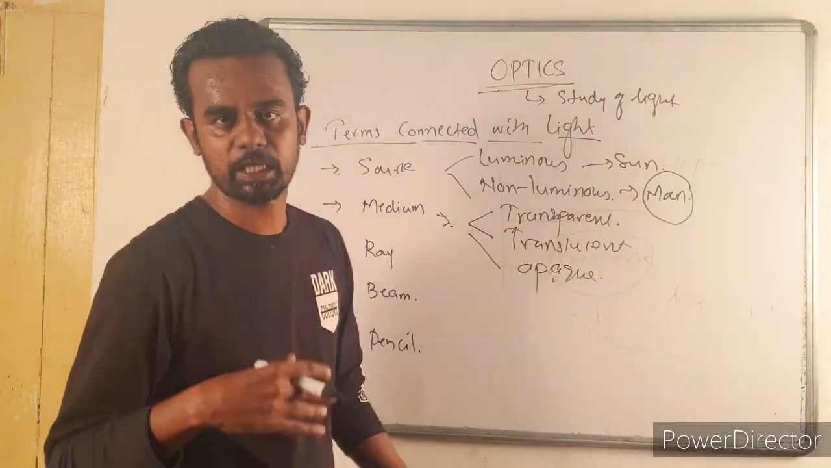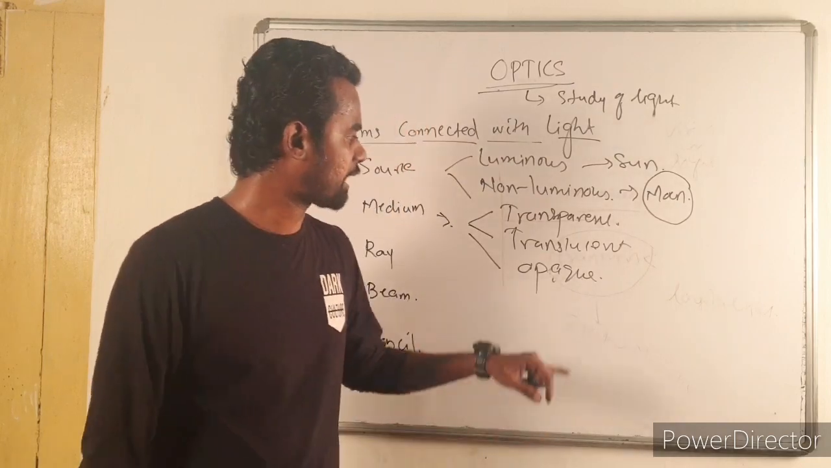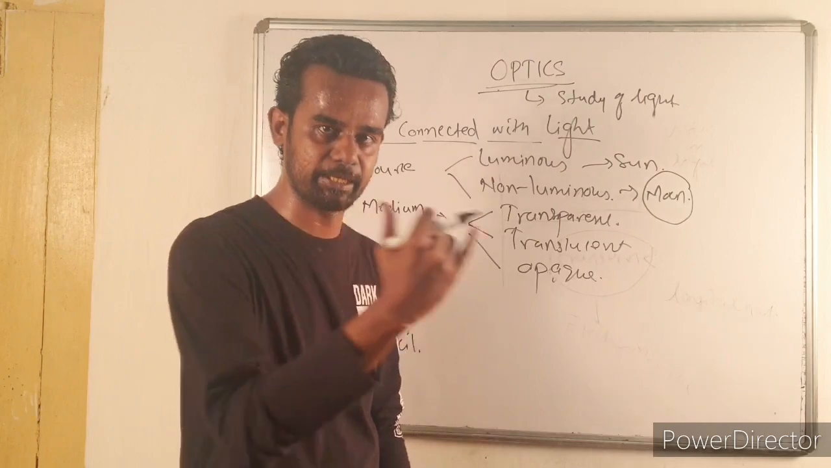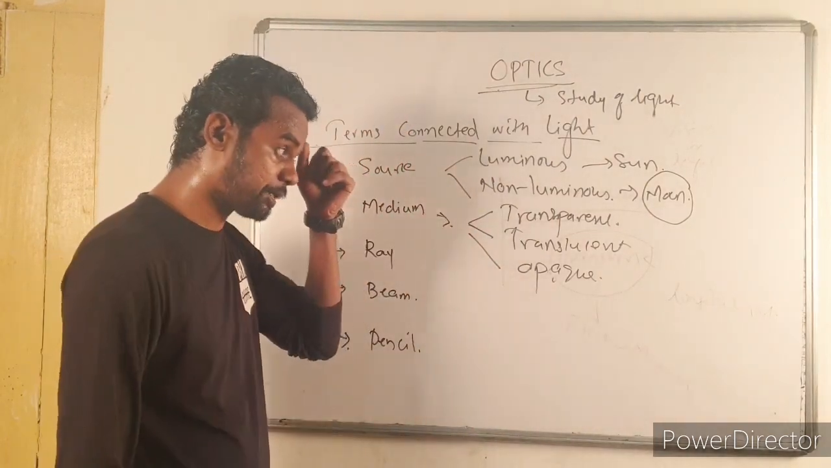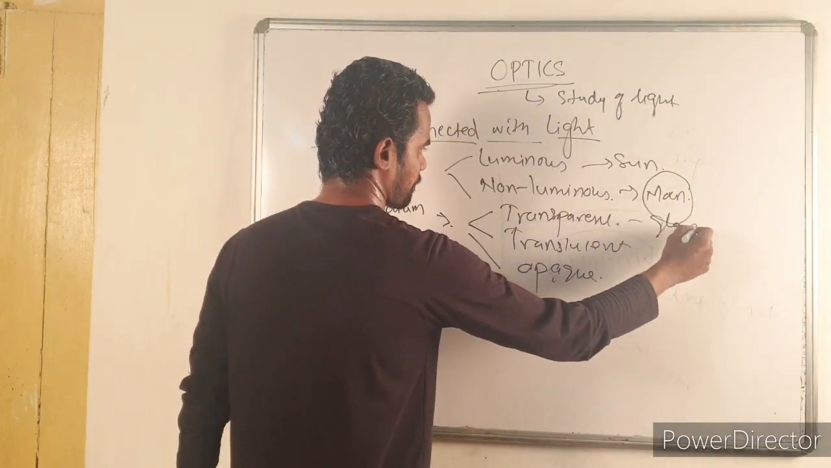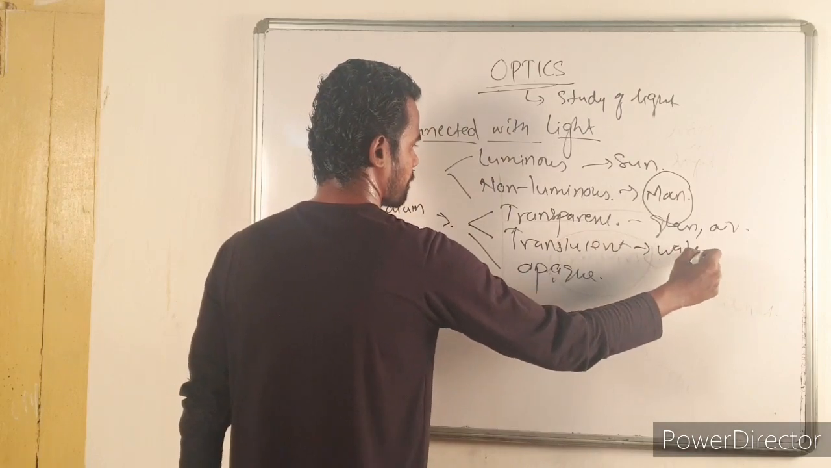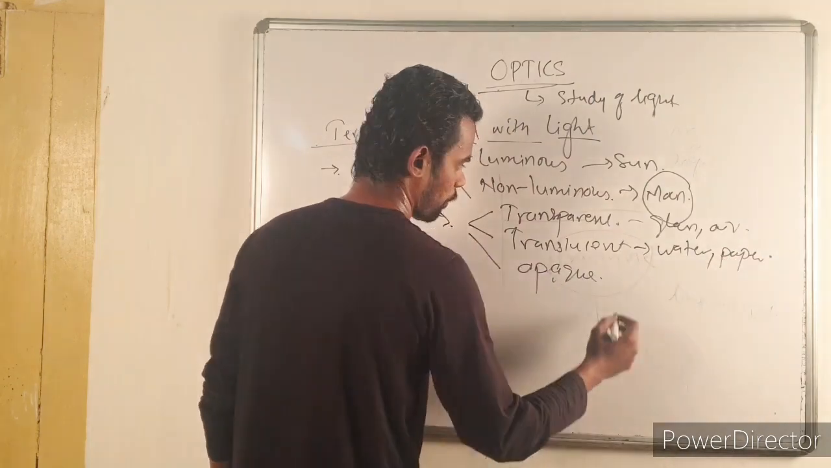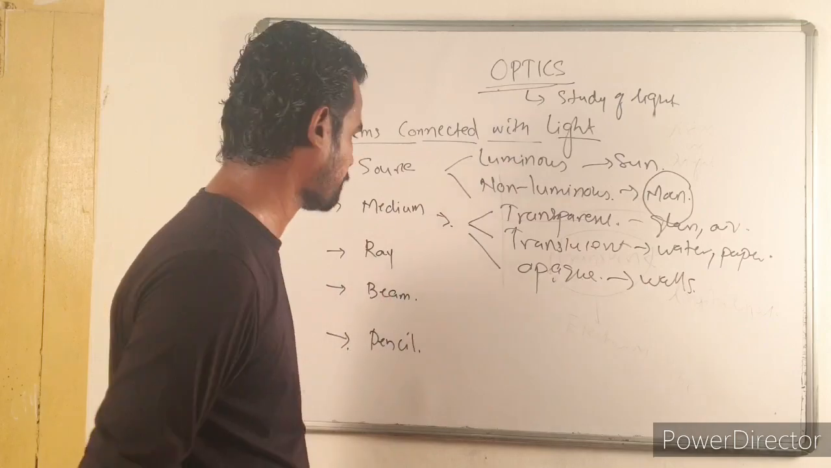Transparent mediums are those through which light can pass easily. Translucent mediums are those through which light can pass partially, and through opaque mediums light cannot pass. Best examples: transparent, glass, air; translucent, water or paper; and opaque, wood, chair, table, etc., through which light cannot pass.